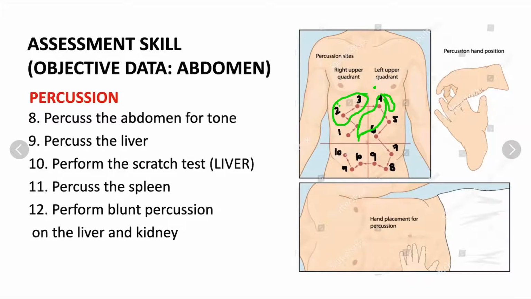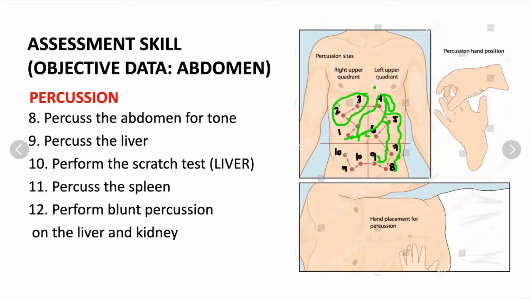So this one would be going from number 4 to number 5. You would be able to assess the descending part of your large intestine. If you're going to the number 6, you would be able to percuss your umbilical area, and some parts of the small intestine. For number 7, the descending colon. You could also hit the kidneys if you're lucky enough to percuss it.